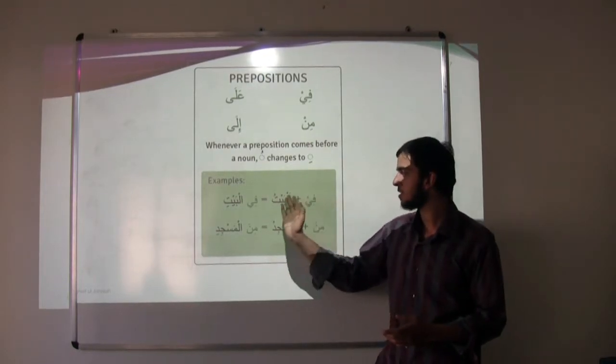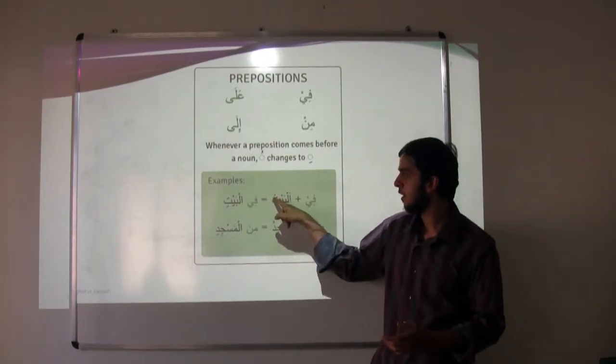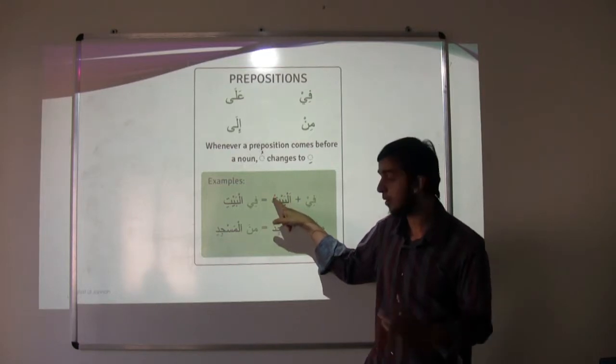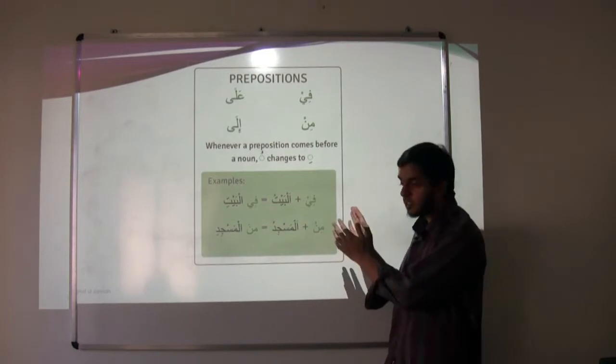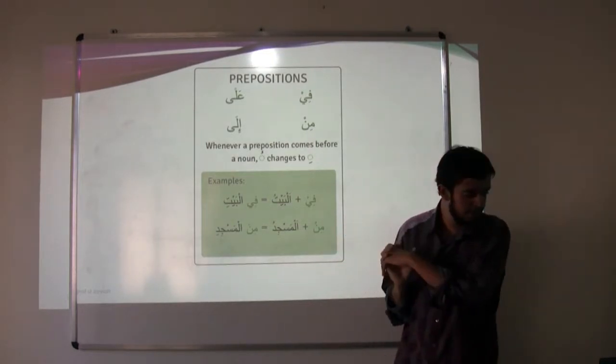So we have fi plus al baytu. Here, as you can see, it's a red dhamma. It changes to green kasra, fil bayti. So these are the colors that I wanted you to notice. So I have repeated these slides again.